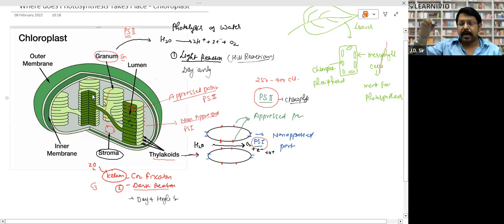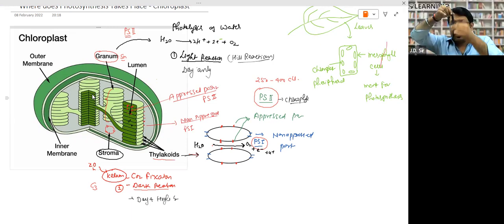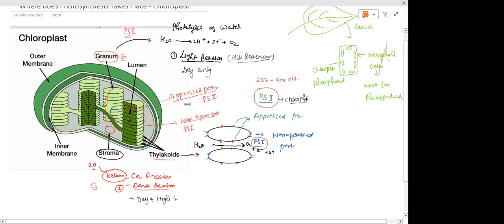You know, I have this stylus, this pen. Inside the pen, there is a space. That space should be called lumen. So any structure, the space inside any structure is called lumen. It's a very generic term of biology. If it's mitochondria, inside mitochondria there is a matrix, we will call that lumen, right?